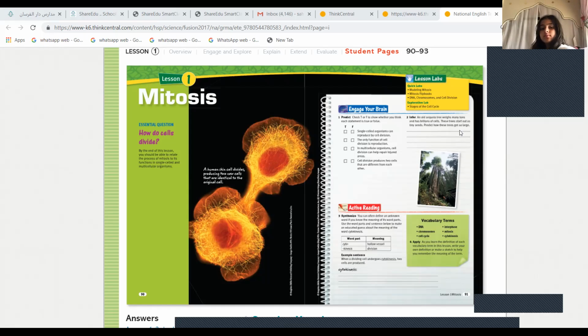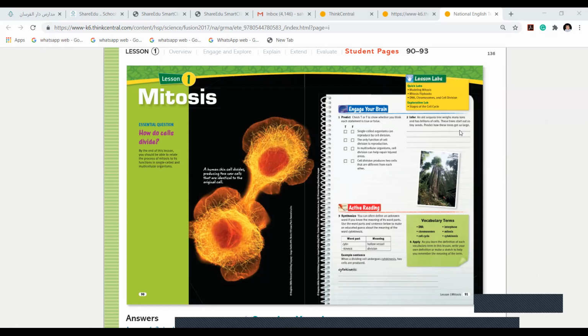All right. Right now, let's continue the first lesson, that is mitosis. That is page 91. Write today's date. Now, what is a cell? What did you study about the cell, Malak? What is a cell?